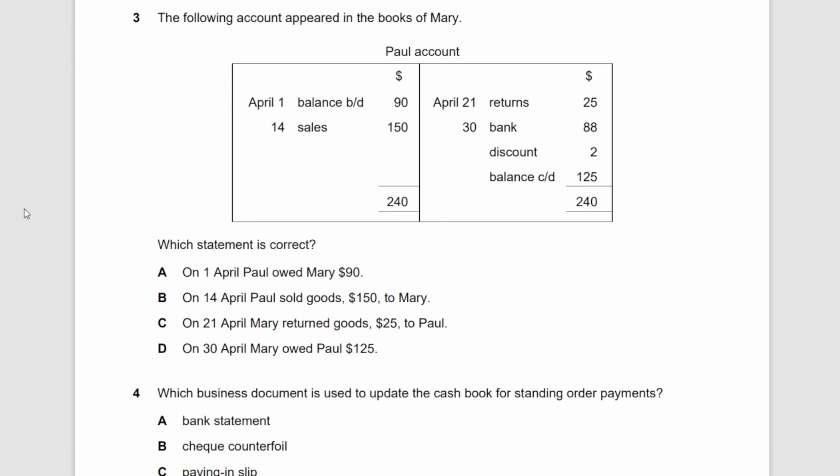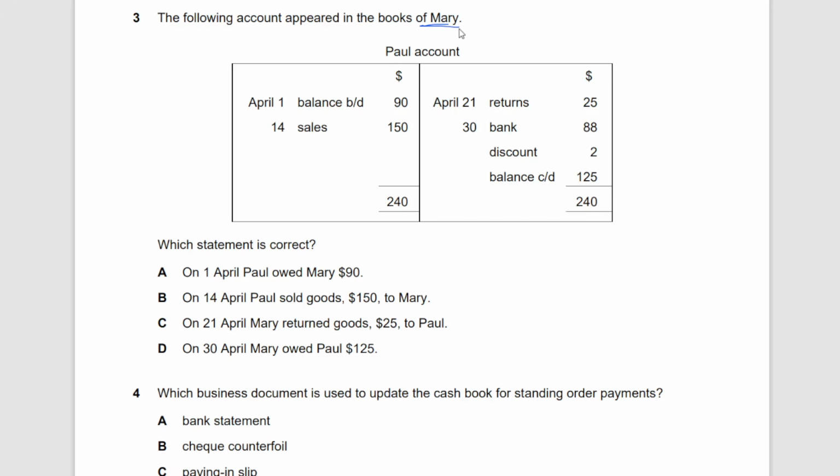The following account appeared in the books of Mary. That means we're looking at Mary's perspective, all right? Unless the question later on specifies something else. So far, we know that this is Mary's perspective. Do not think this is Paul's perspective. Paul is a personal account under Mary's ledger accounts, right? It is either under sales ledger or purchase ledger. If you're aware, there are three ledgers: purchase ledger, sales ledger, nominal ledger. So where would Paul be? How do we know whether Paul is a customer or a supplier to Mary, right?